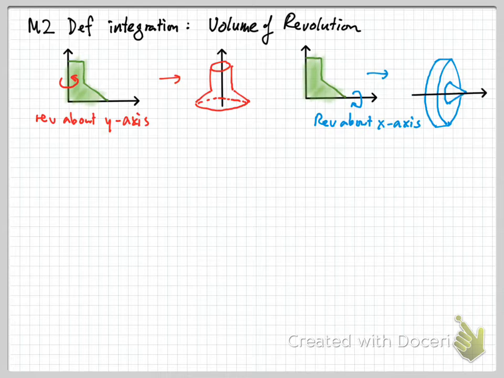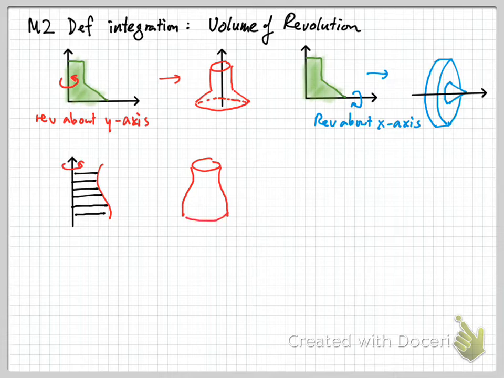So now you can see there are two kinds of rotation. You can rotate about the y-axis or you can rotate about the x-axis. Let's see how we do the calculation. If you rotate about the y-axis, say for example, and the curve is like this, you will have an object kind of like a flask. Now if you slice them up one by one, each element will be a circular disc.